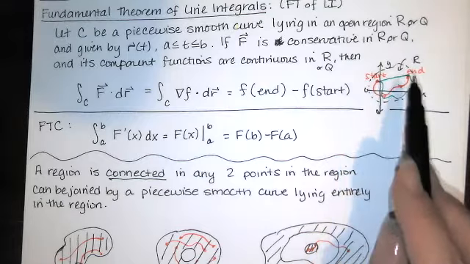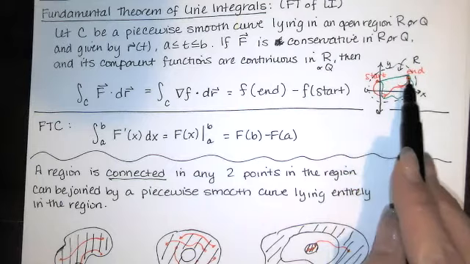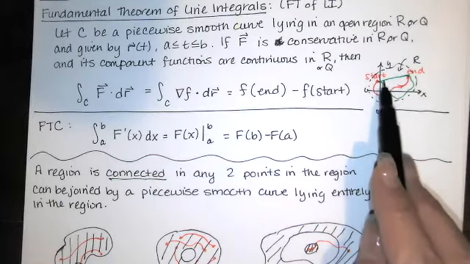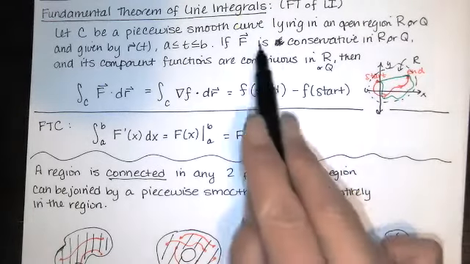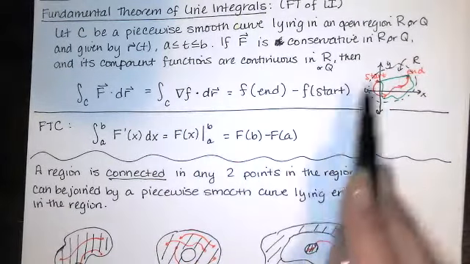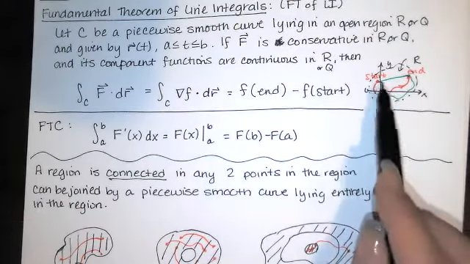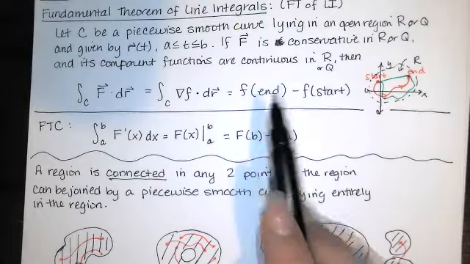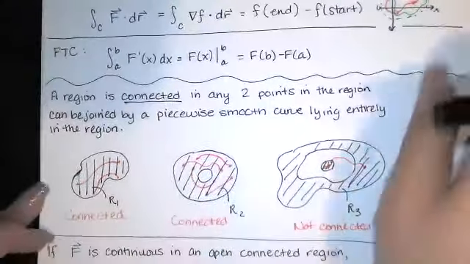I start at the same point, I end at the same point. If I can connect those two points with a piecewise smooth curve, and the whole time my field f is conservative and its component functions are continuous, then it doesn't matter which path I take. I can take this path or this path or this path. So if I'm in a connected region, we say that this line integral is path independent.